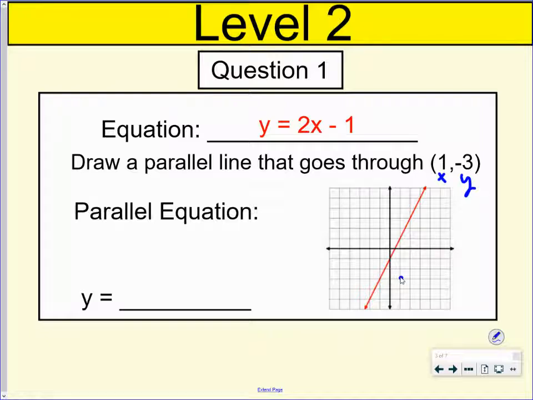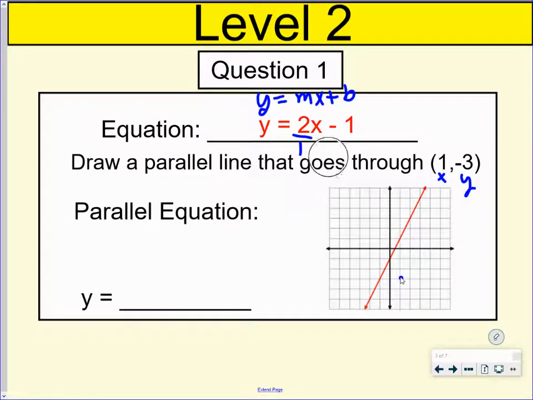All right, so we want to draw a line that is parallel to this first line we have here. Well, we know that when we have an equation in this form, this is our slope-intercept form. M is our slope, B is our y-intercept. So here, 2 is our slope. So I'm going to start at the point 1, negative 3, and I know I need to have the same slope. Remember that a slope of 2 is the same as 2 over 1.